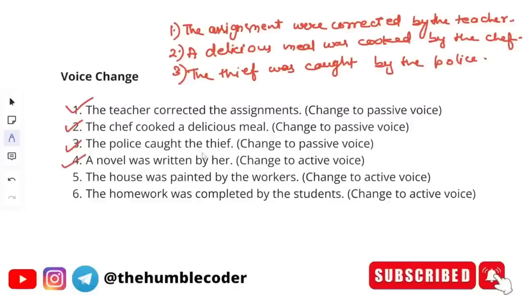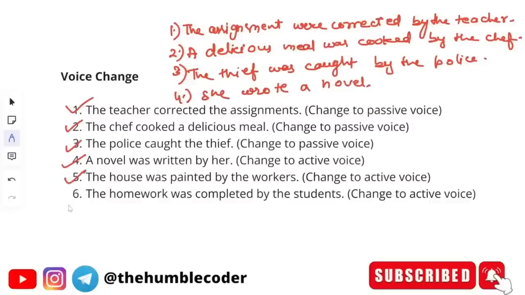A novel was written by her. Now this is a passive sentence. Okay, so we have to convert it into active voice. The correct answer will be she wrote a novel. Okay, moving on to the next question.